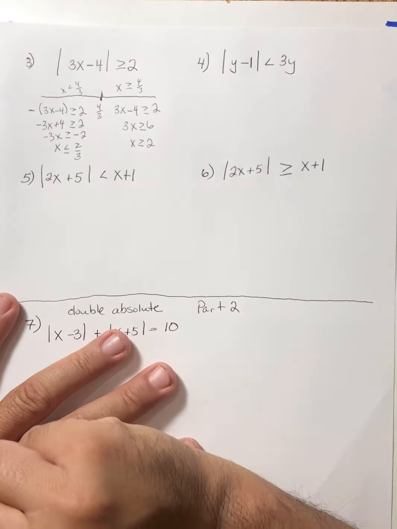So I'll solve this side first. I have negative y plus 1 is less than 3y. I'm going to add y, so I have 1 is less than 4y, or y is greater than 1/4. I'll write this out so it looks like what you are used to seeing: y is greater than 1/4. Left to right, y is greater than a quarter, because I added y to the right.